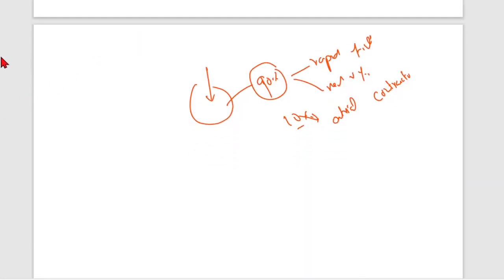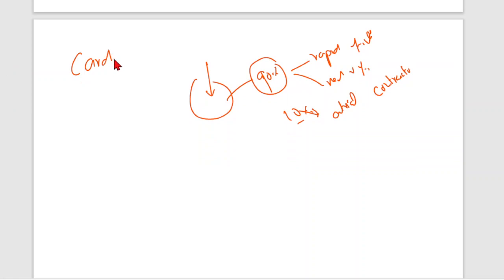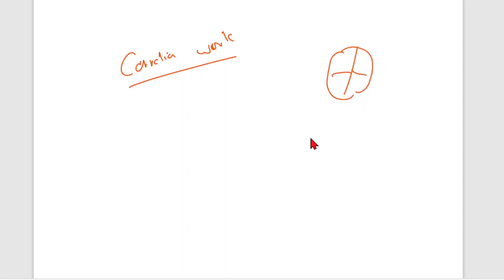Now we will explain cardiac work. What is cardiac work? There you have a heart, and the heart is always doing work.